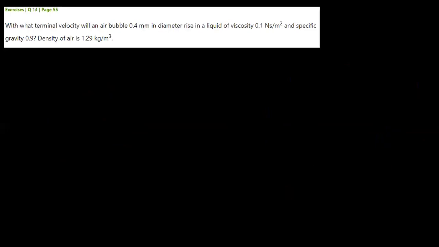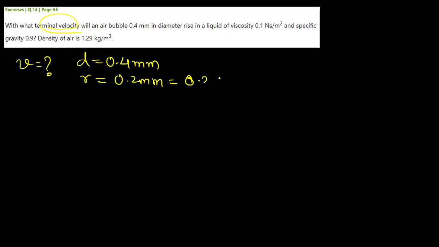When you solve this value, you get 7.5. Very, very important. The next question is: find the terminal velocity v with which an air bubble of 0.4 millimeter in diameter will rise in a liquid. Diameter is given 0.4 millimeter, converted to radius 0.2 millimeter, that is 0.2 into 10 raised to minus 3 meter. Very important word, rise in a liquid of viscosity 0.1 Newton second per meter square with a specific gravity of 0.9.